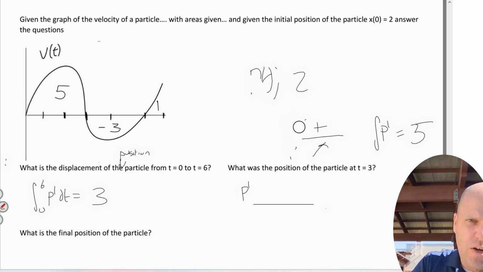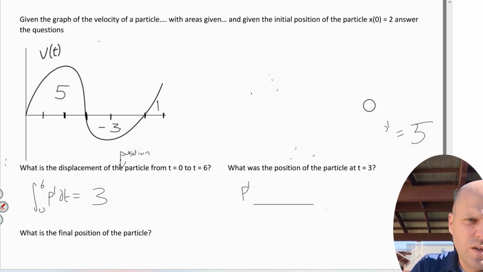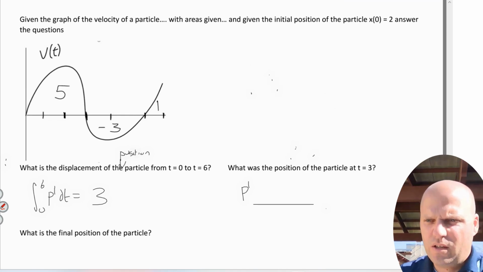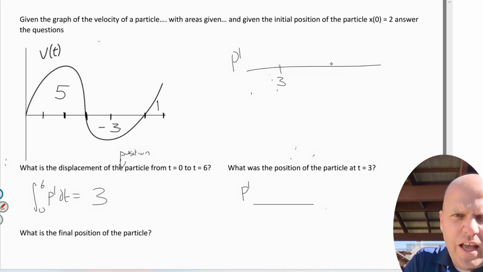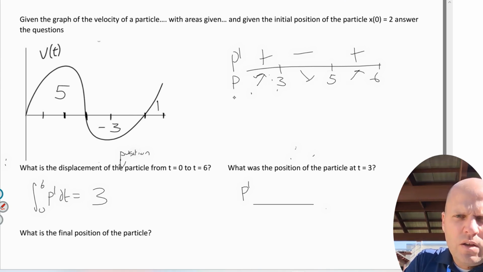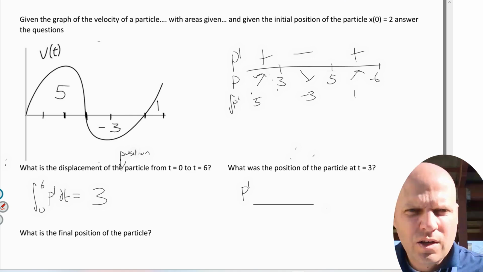P prime, maybe we'll do it all up here. I feel like I'm rushing. I hope you guys are okay. P prime, shown here, is positive until 3, negative until 5, positive till 6. Positive, negative, positive means my position is increasing, decreasing, increasing. My accumulations of my derivative are listed, which tell me how much I go up or down.